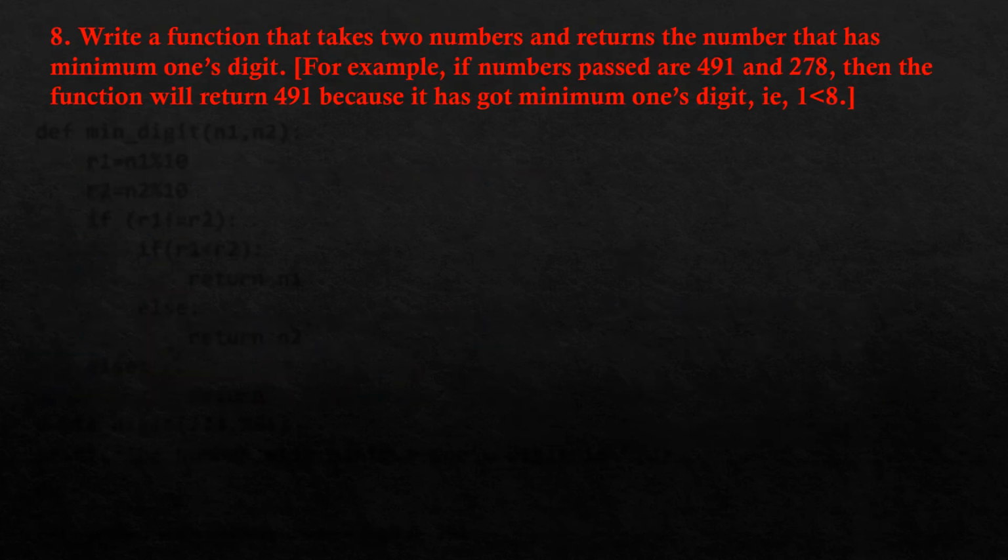Now in this program, we have to define a function that takes two numbers and returns the number that has the minimum ones digit. For example, if the two numbers passed are 491 and 278, then it will return the value 491. Why? Because it is having the minimum ones digit value. Okay, now let's do this.